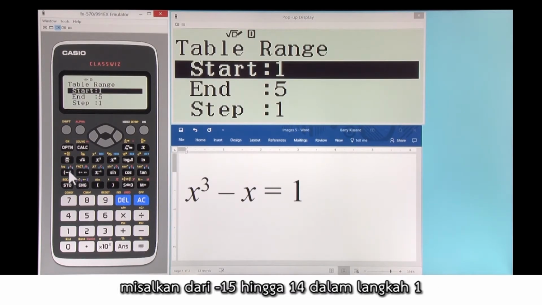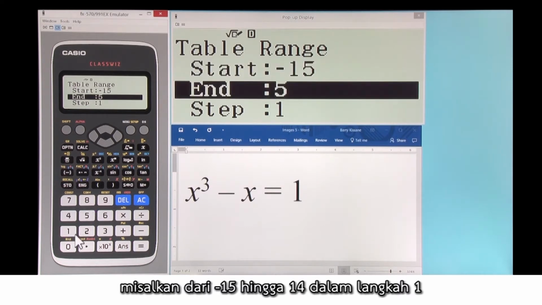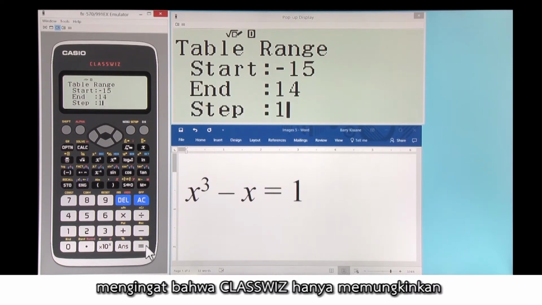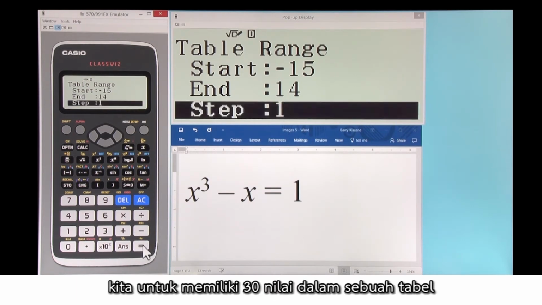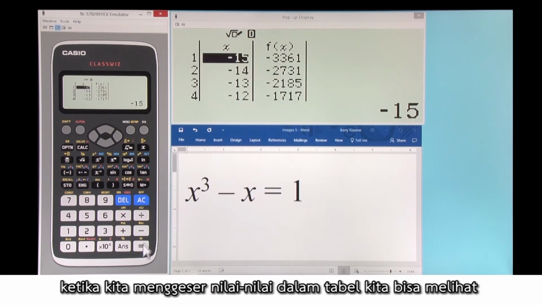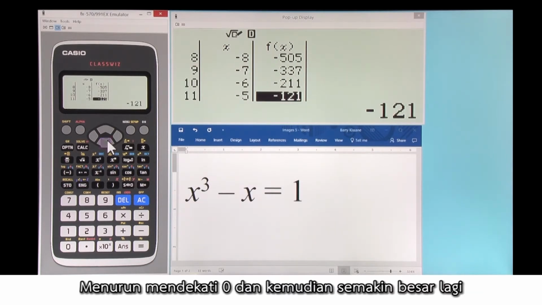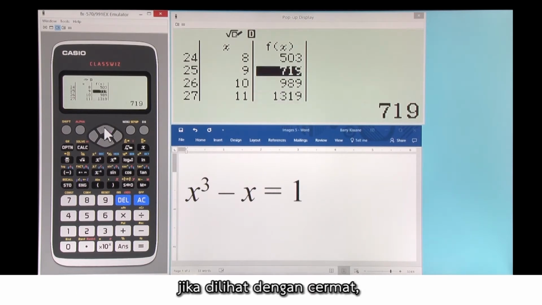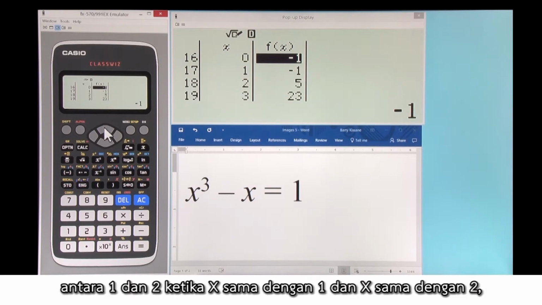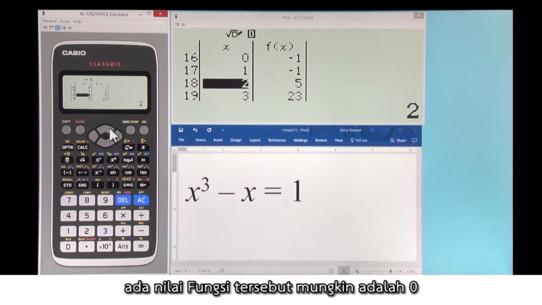Let's say from negative 15 to 14 in steps of 1, remembering that the ClassWiz allows us to have only 30 values in a table. When we scroll the values in the table, we can see there are very large negative numbers, decreasing down to something close to 0, and then they're getting bigger again. And if we look carefully, somewhere between 1 and 2, when x is 1 and x is 2, there's a value when the function might be 0.